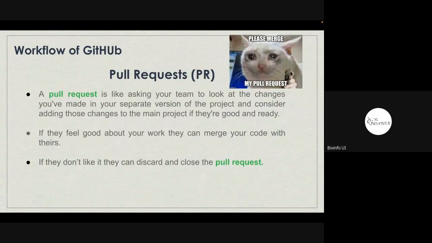A pull request, we've already talked about this. It's like asking the owners of a particular repo to look at the changes you've made in your separate version of the project, and to consider whether they could add those changes to their main project. If they feel good about your work, they can merge your code with their own. If they don't like it, they can discard it and close the pull request you've made.